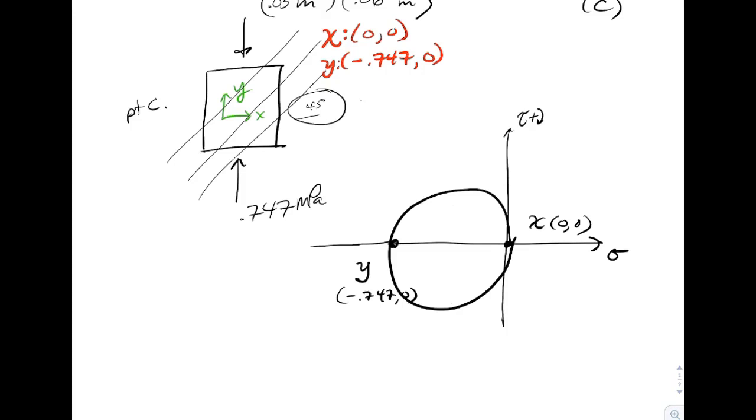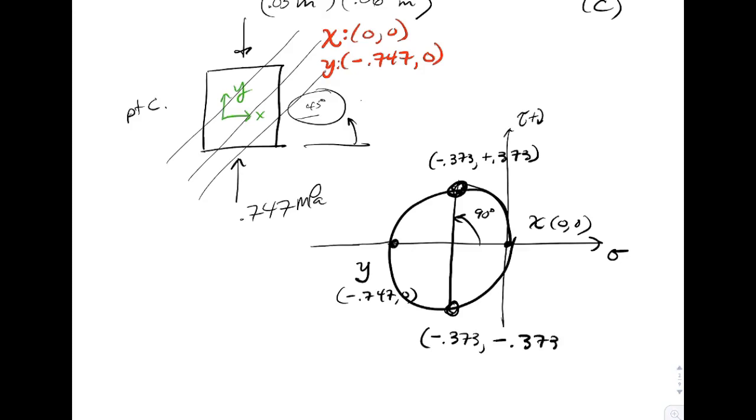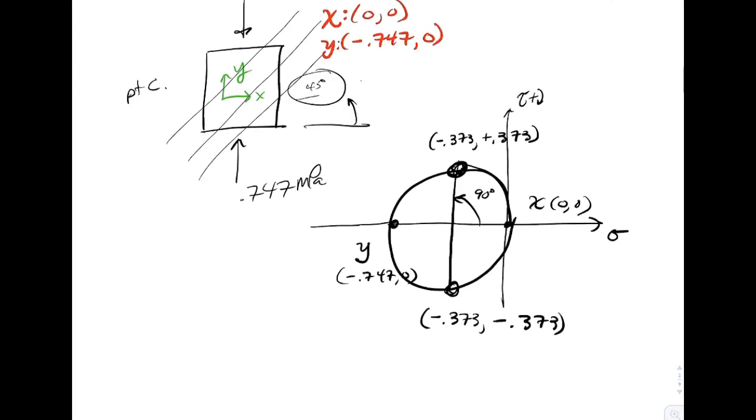And we need to transform 45 degrees, which would be 90 degrees on Mohr's circle. So that just actually puts us right there. So if we go ahead and rotate 90 degrees counterclockwise, right, that would be 45 degrees in real life. And so we would need our coordinates. This would be minus 0.373 comma plus 0.373. On the bottom down here, it would be also minus 0.373 comma minus 0.373.